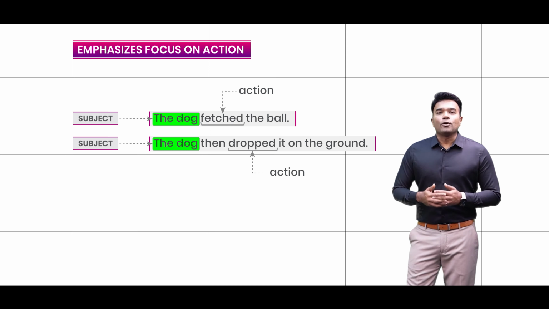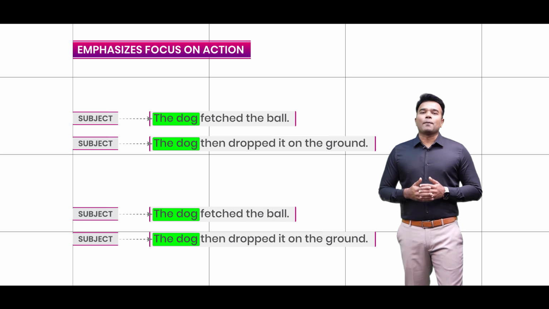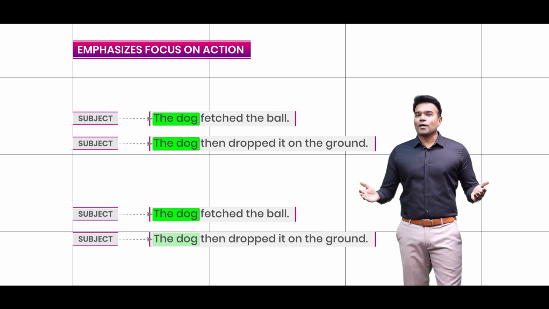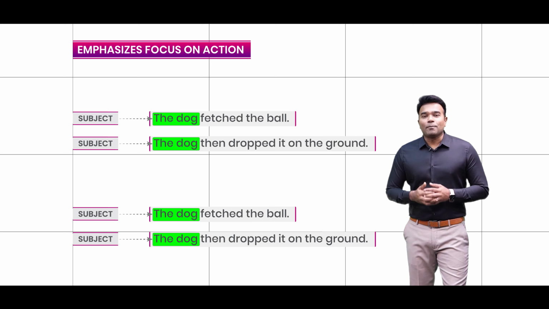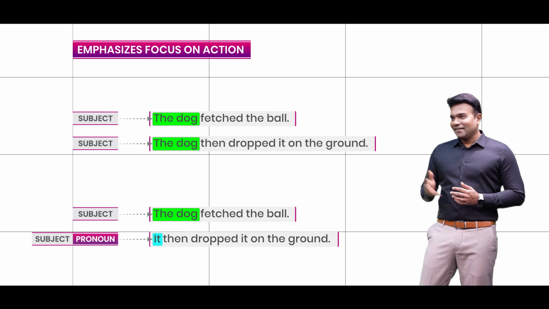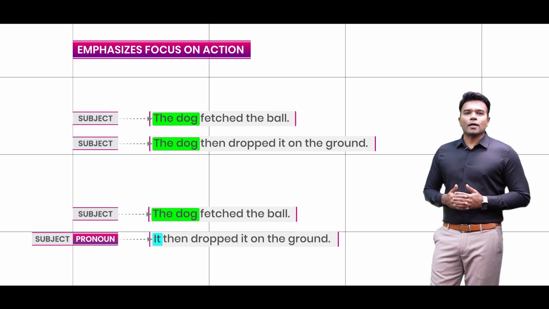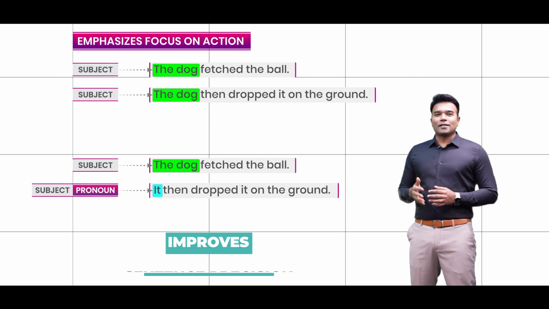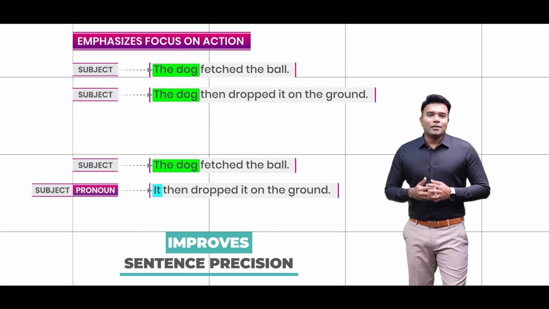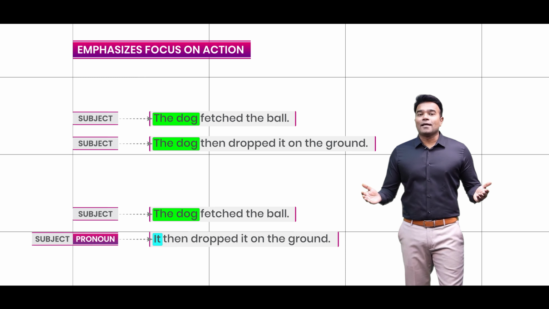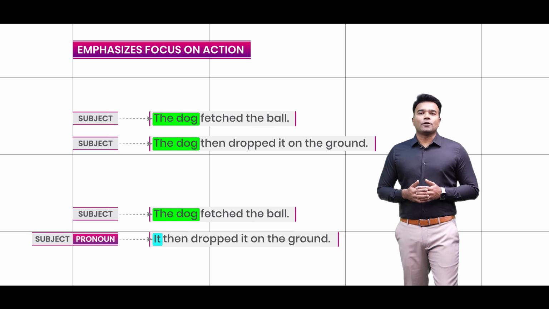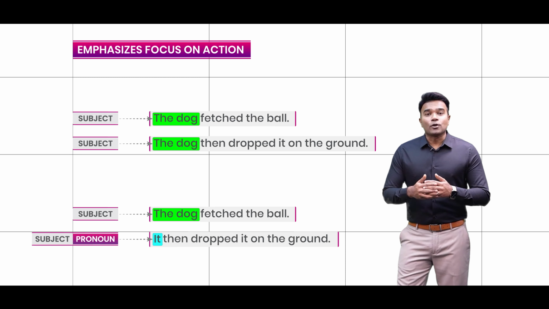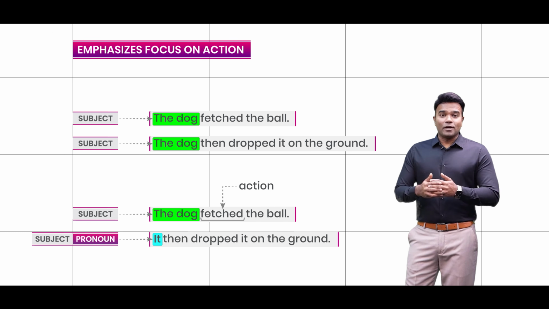What I mean to say is that if I replace "the dog" in the second sentence with a subject pronoun "it," then the sentences "The dog fetched the ball. It then dropped it on the ground" are more clear and concise. Moreover, the sentences in the second case are organized in a manner where the focus is not on the dog, rather it is on the action of fetching and dropping the ball on the ground.